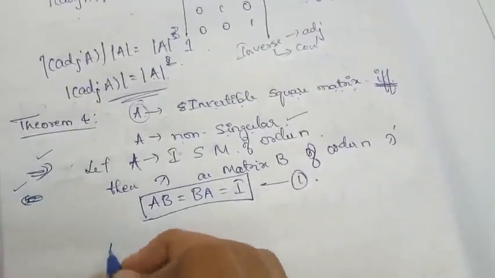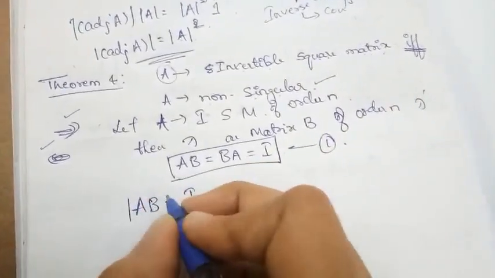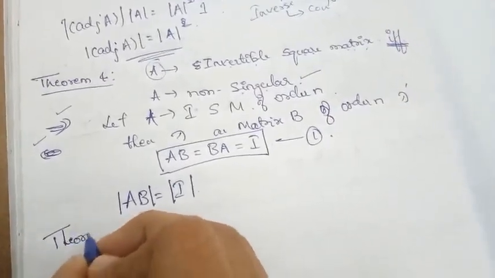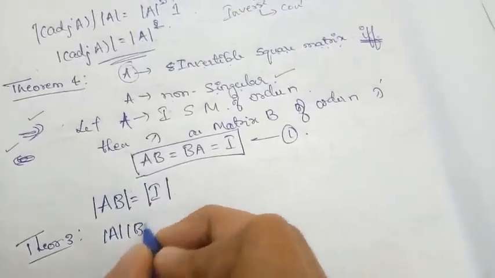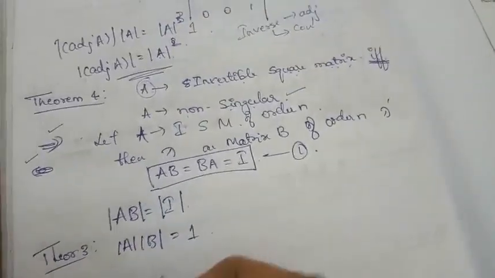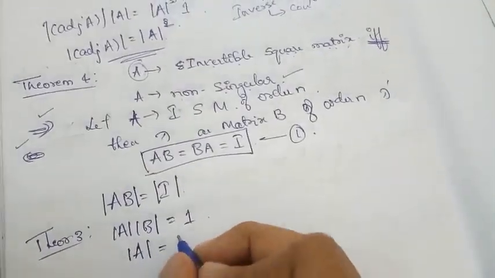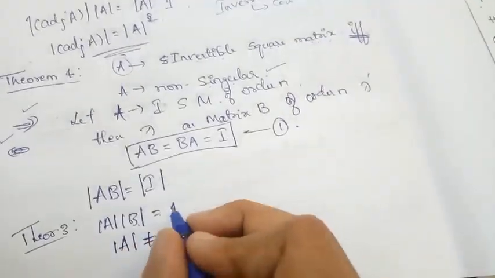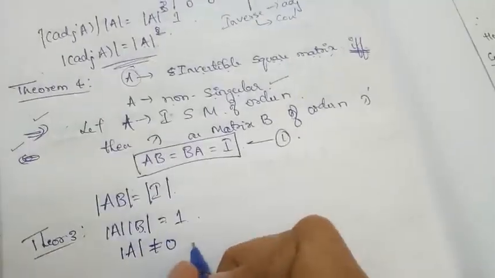Now I consider AB equal to I, and I take the determinant on both sides. According to theorem 3, determinant AB can be written as determinant A into determinant B, and the determinant of the identity matrix is equal to 1. So you can clearly see that determinant A into determinant B equals 1 implies that the value of determinant A is not equal to 0.